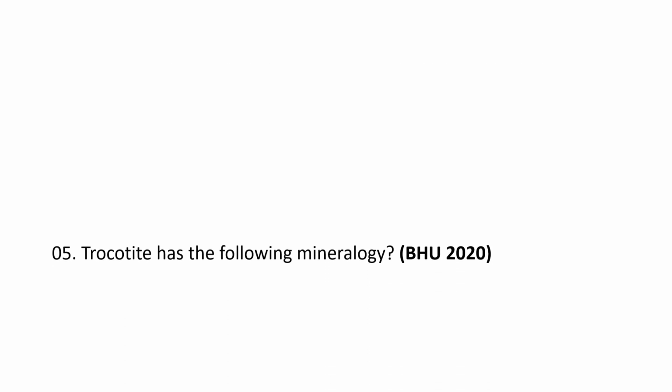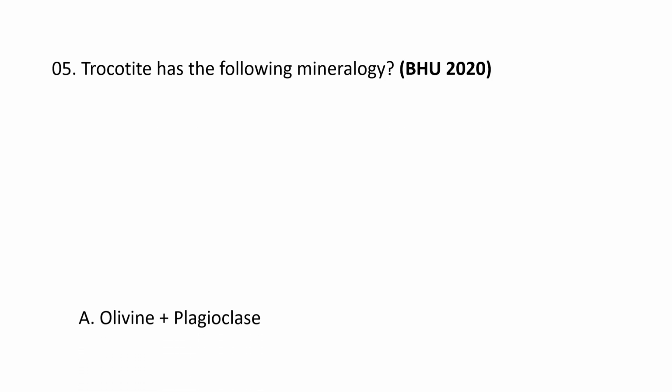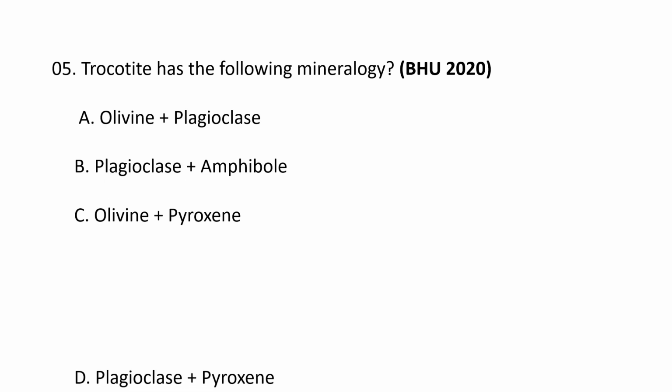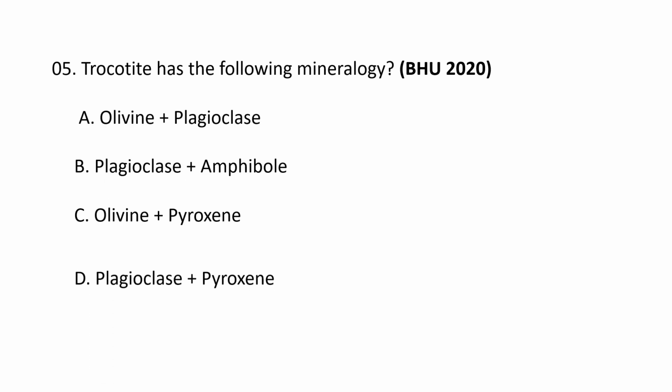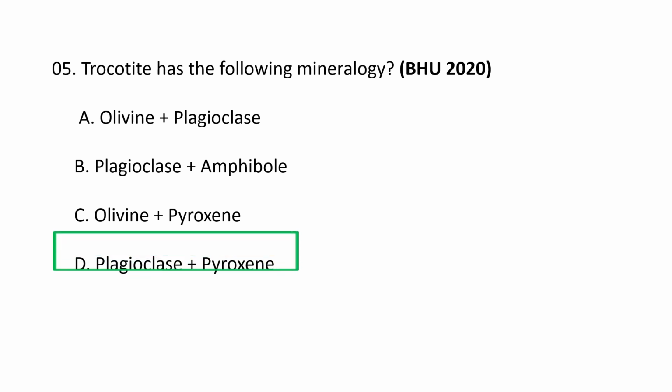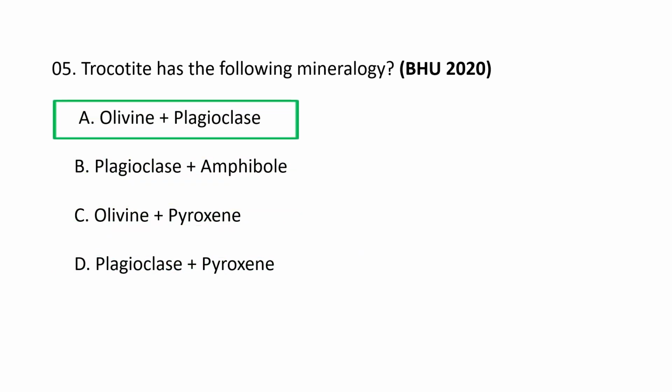Next question. Troctolite has the following mineralogy. A. Olivine and plagioclase. B. Plagioclase and amphibole. C. Olivine and pyroxene. D. Plagioclase and pyroxene. Troctolite has the olivine and plagioclase mineralogy. So troctolite is a coarse-grained intrusive igneous rock composed mainly of olivine and plagioclase with minor amounts of pyroxene.